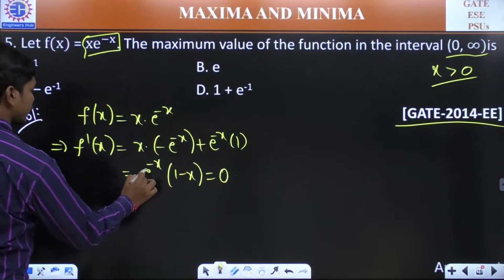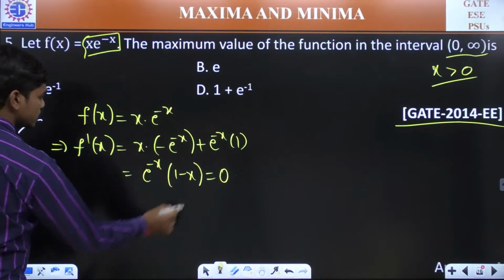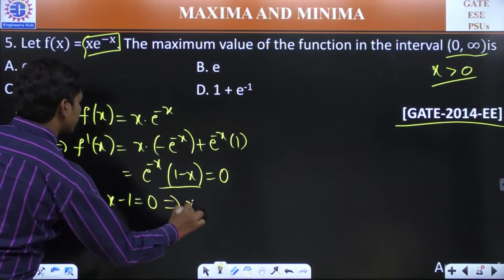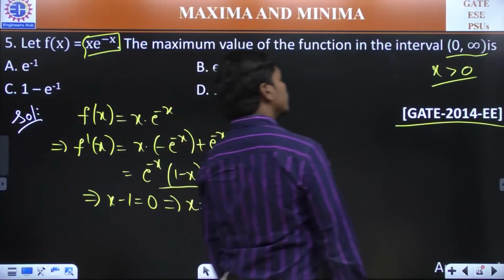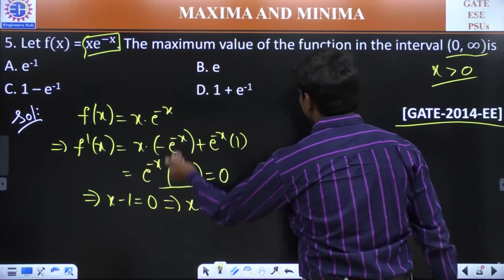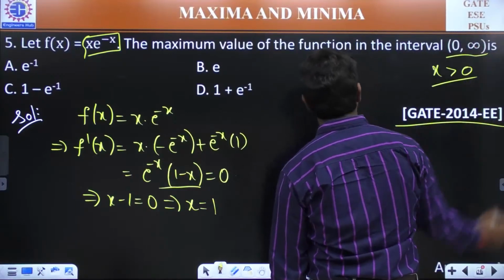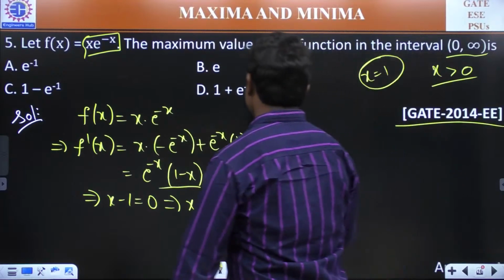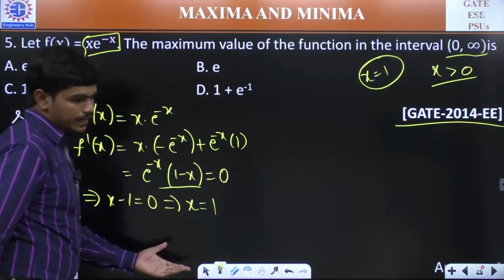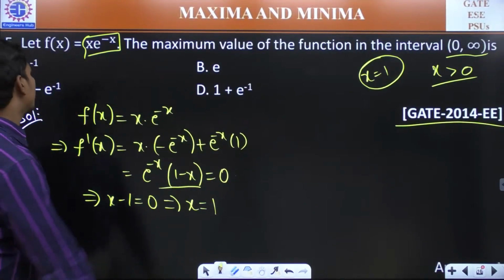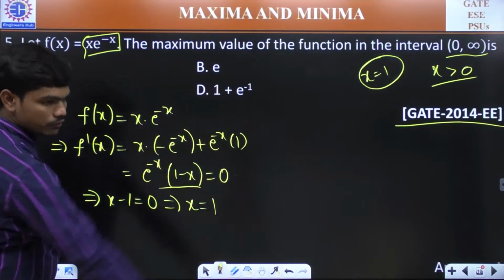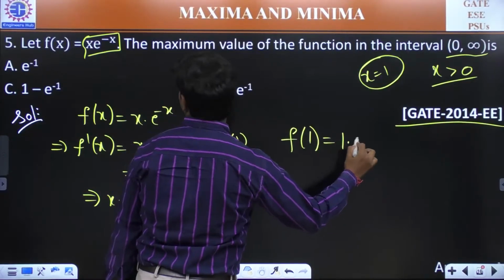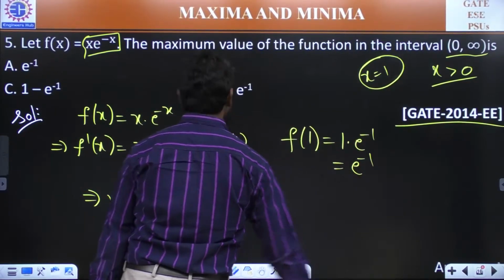Now, within the finite values of x, e power minus x will never be 0, of course. So the thing that has to be 0 is x minus 1, and x is equal to 1. Because there is nothing called x is equal to infinity, this function will tend to 0. And of course, this is an open interval. So x is equal to 1 is the value where we are having a stationary point. If you go for the second derivative, definitely you will be getting less than 0. Because options are given and there is nothing like point of inflection in the options, you can calculate f of 1 directly. f of 1 is 1 into e power minus 1. So e power minus 1 is the answer, which is here.